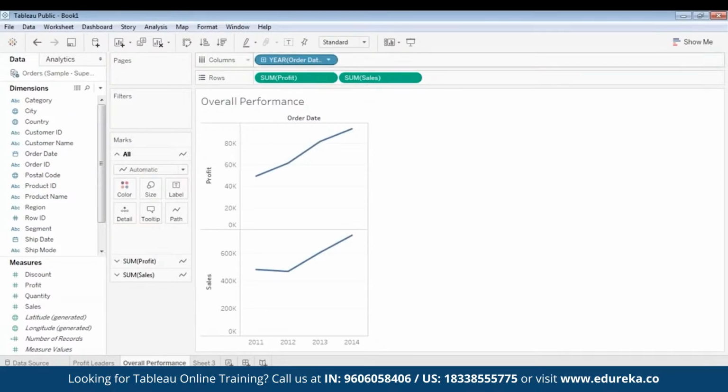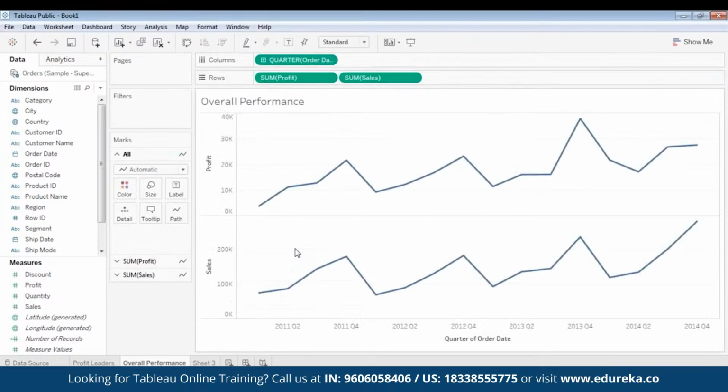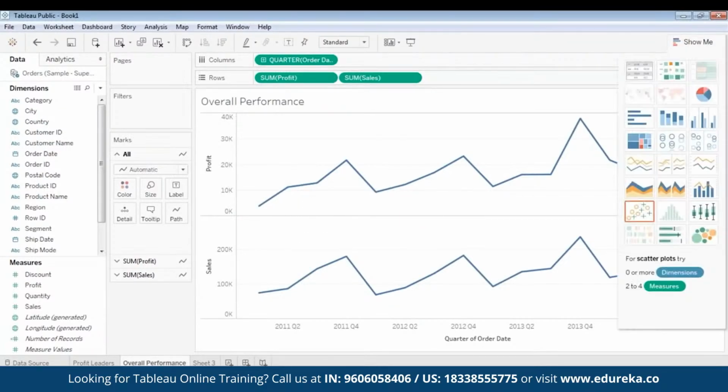Right now it is giving me yearly. Let's represent it in quarter. That will be a better representation. Now, can you see, guys, earlier it was trying to show me bar. Now it is showing me a line representation. So when you're trying to show a trend, this is the one, line representation. When you're trying to show some kind of trend, line representation should be used.